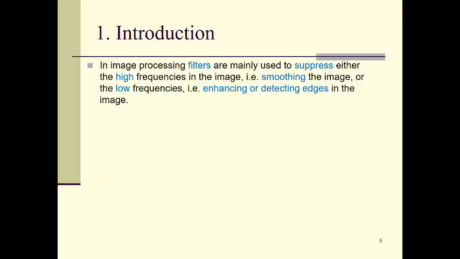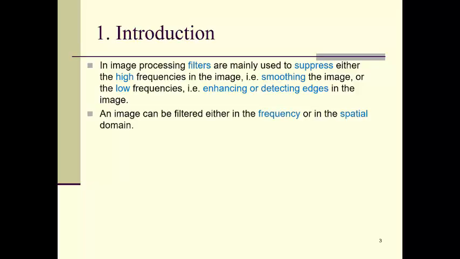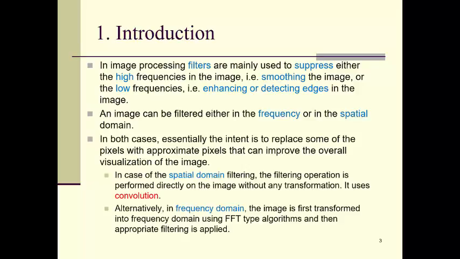If you remember the one that we have seen in the previous example. Okay? So here we say that, in general, the image can be filtered in either the frequency or the spatial domain. Here it depends on the easiness and, let's say, the smoothness of doing this kind of operation. In both cases, we need to replace some of the pixels with approximate pixels that can improve the overall visualization of the image. Okay? You're improving the visualization. Here it depends on what I want to do, whether smoothing or edge detection.